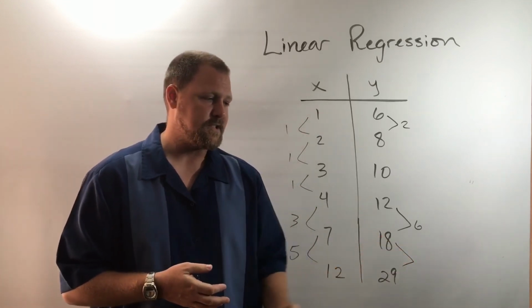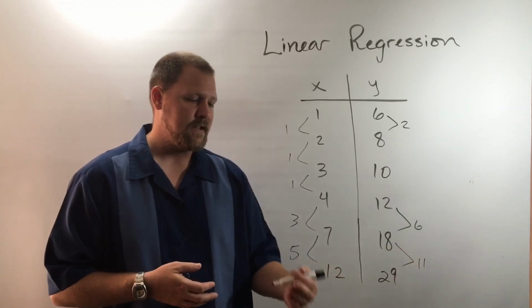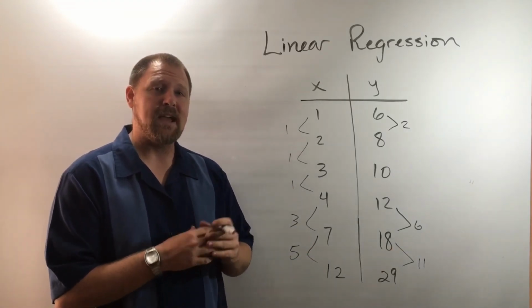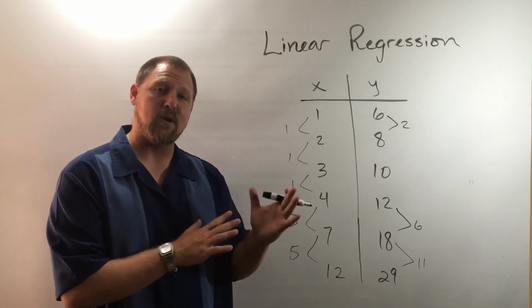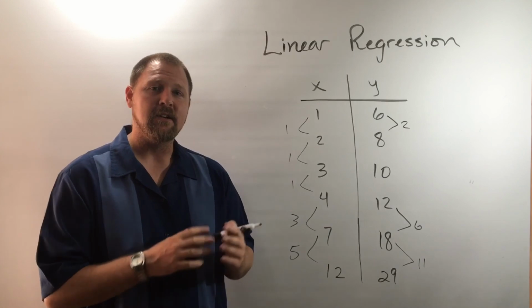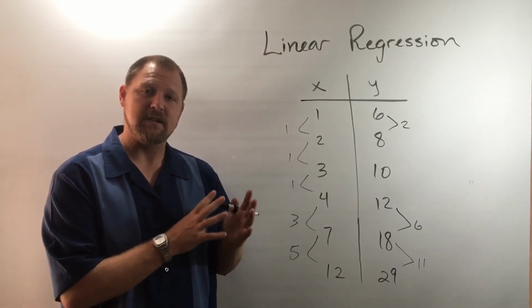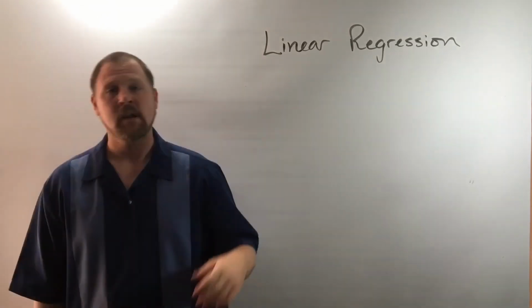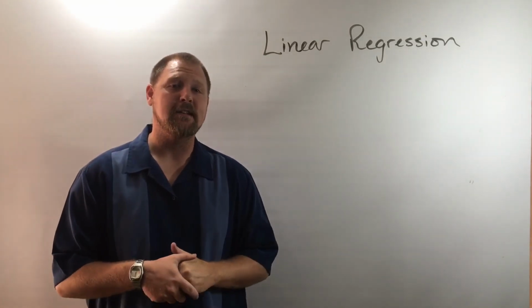However, if we see here, this is a difference of 11. 11 divided by 5 is a little bit more than 2. So now we have data that needs to be estimated or approximated with our technology, with the calculator, and then we can get a linear regression equation or a trend line equation for this data. And that is linear recursion and linear regression.